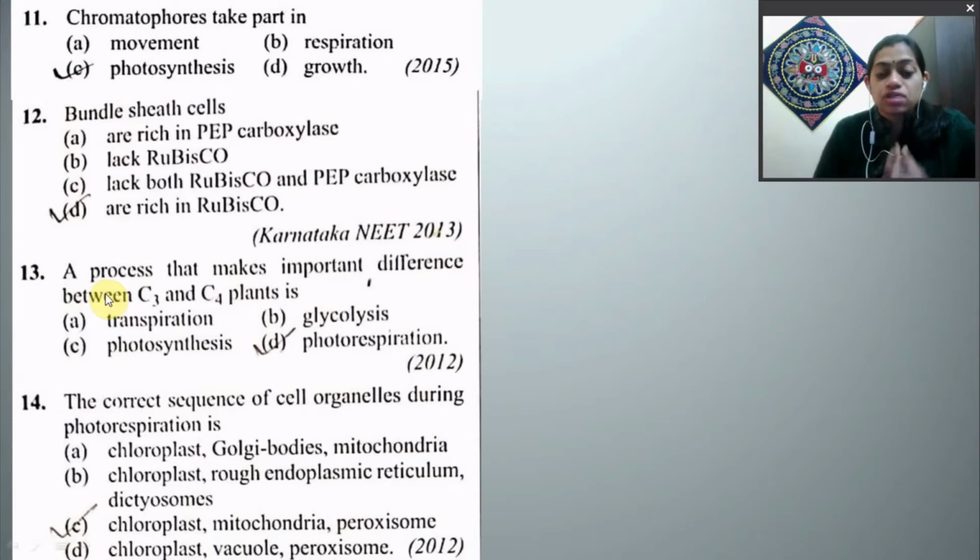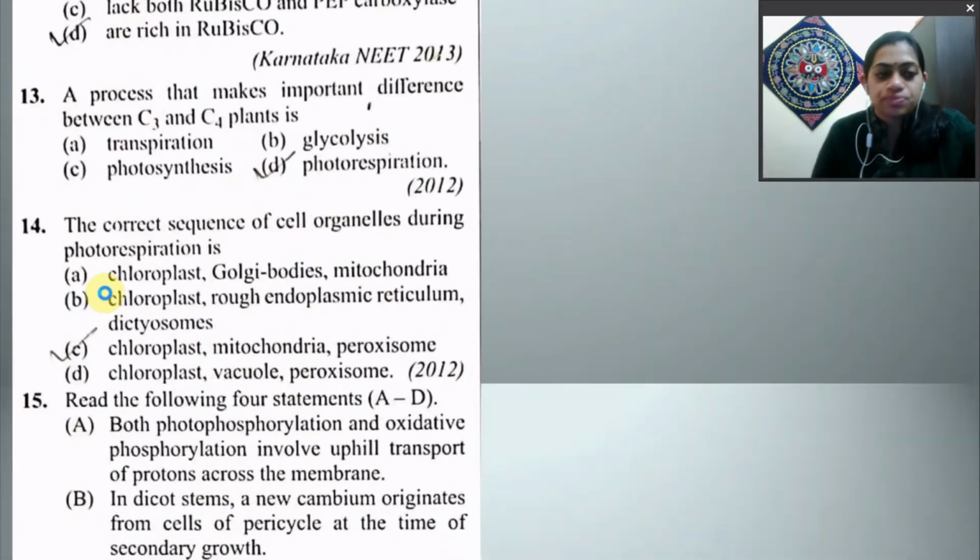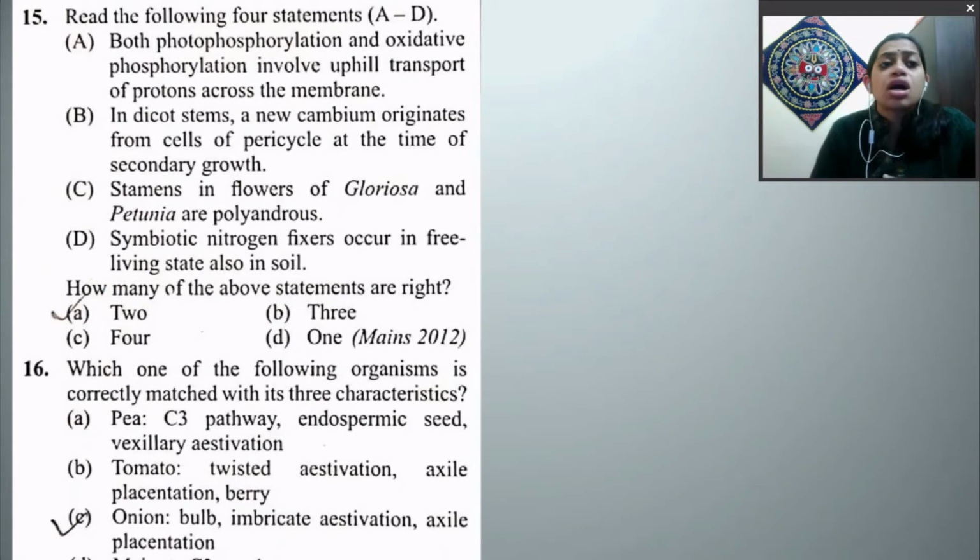The correct sequence of cell organelles during photorespiration is: chloroplast, Golgi, mitochondria; chloroplast, RER, dictyosome; chloroplast, mitochondria, peroxisome. Okay, so this is the right option, not the D one, chloroplast, vacuole and peroxisome. Question number 15. Read the following statements A to D. Both photophosphorylation and oxidative phosphorylation involve uphill transport of protons across the membrane. In dicot stem, a new cambium originates from the cells of pericycle at the time of secondary growth.